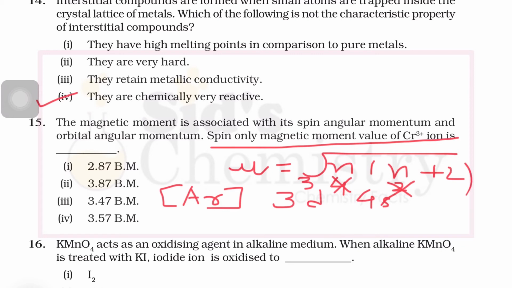And when we find out the electronic configuration according to the 3 electrons, it will come 3.87, and it is found according to this formula.